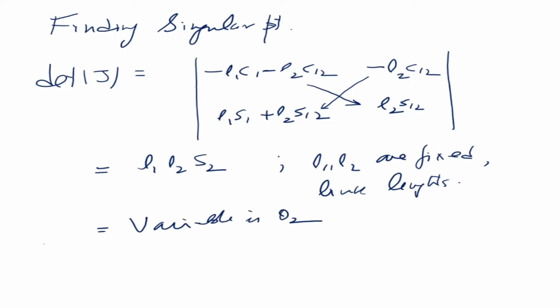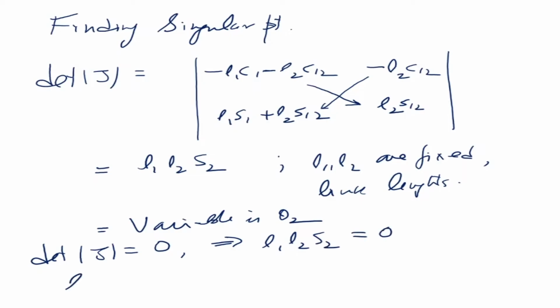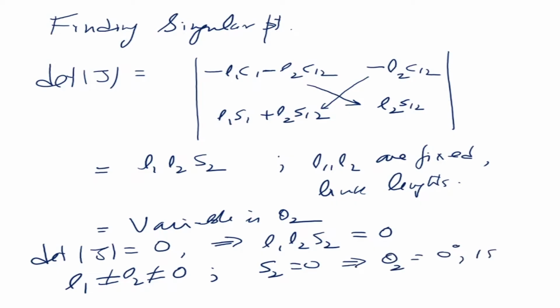So now if you want to make determinant of J equal to 0, then it basically implies that L1 L2 sin 2 must be made equal to 0. Now L1 and L2 cannot become equal to 0 because they are link lengths. So the only possibility is sin 2 becoming 0, which means theta 2 is equal to 0 degrees and 180 degrees, okay? So for a two-link manipulator we can find singular points, and these singular points are found to be at 0 and 180 degrees.